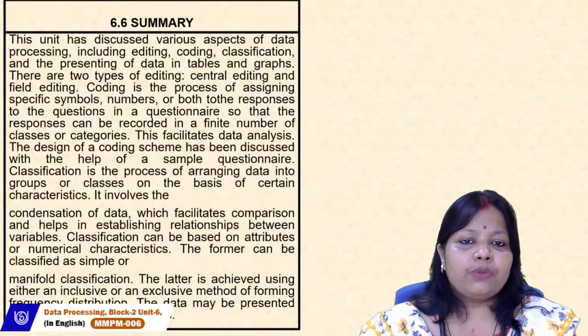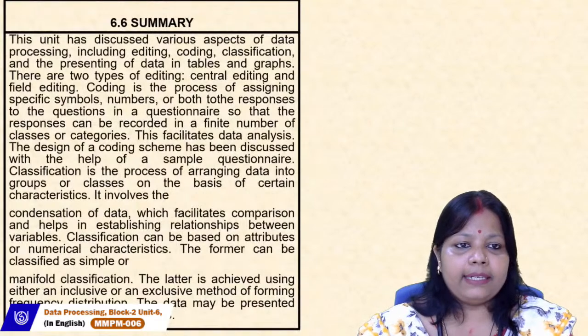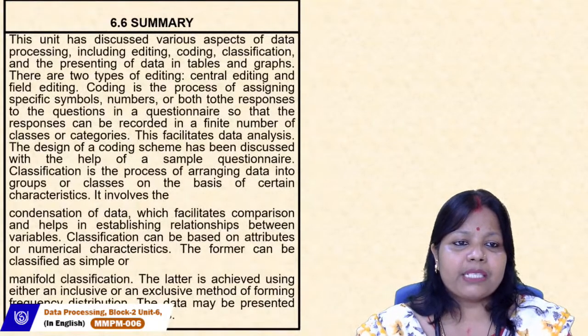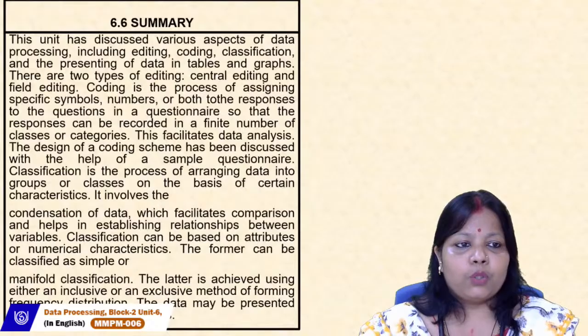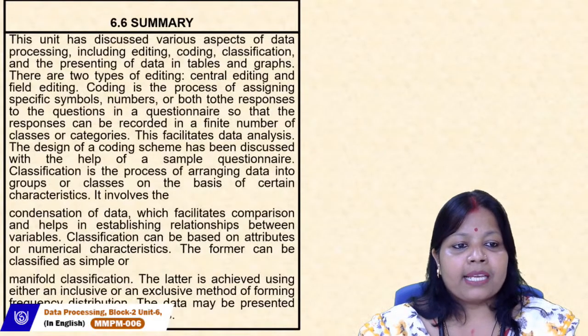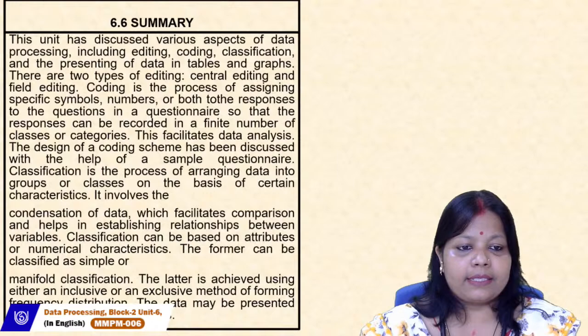Coding is the process that comes after data editing, assigning specific symbols, numbers, or both to the responses to the questions in the questionnaire, so that the responses can be recorded in a finite number of classes or categories. This facilitates data analysis, and the design of a coding scheme has been discussed with the help of a sample questionnaire. Classification is the process of arranging data into groups or classes on the basis of certain characteristics.